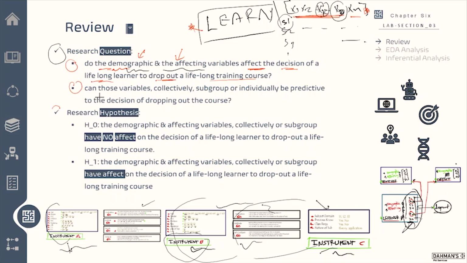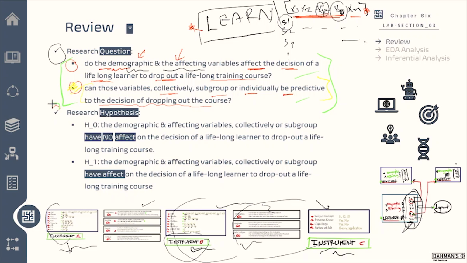The second research question was whether those variables, collectively, as a subgroup, or individually, can be predictive of the decision to drop out of the course. In the analysis part, we might give an answer for this, but the actual model will be the focus of our next book, prediction from the start to the end. So this is our target. This is what we want to accomplish now. First, we need to create a descriptive model to deliver answers, and back that up with an inferential model to say that our finding is not by chance, but is population representative.